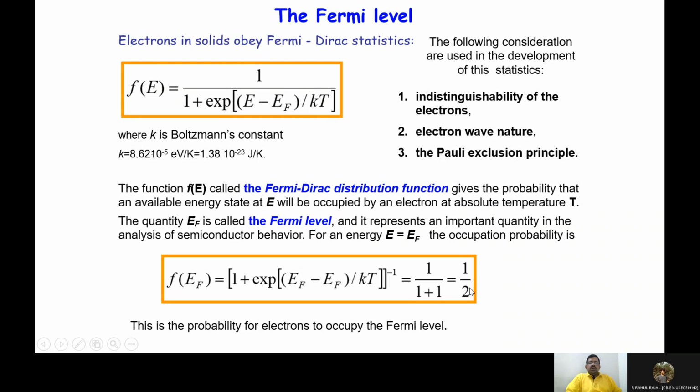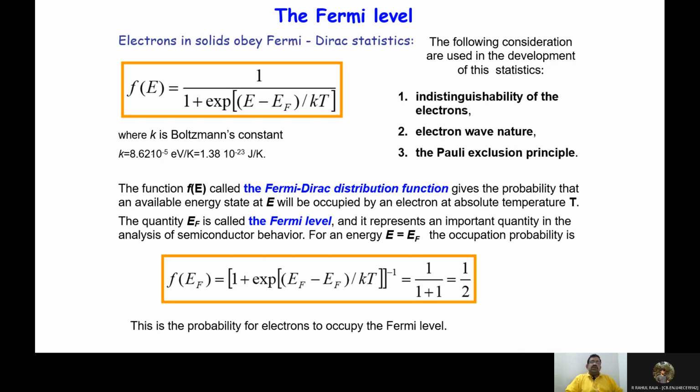So 1 by 2. So at E equal to EF, you can define the Fermi energy as that energy at which there is equal probability of finding an electron or not. Okay, so when it is filled, the maximum is half. There is equal probability because the probability can take a maximum value of 1 only. So that energy level where there is an equal probability of finding an electron or not finding an electron. Not finding an electron means the level being unoccupied.